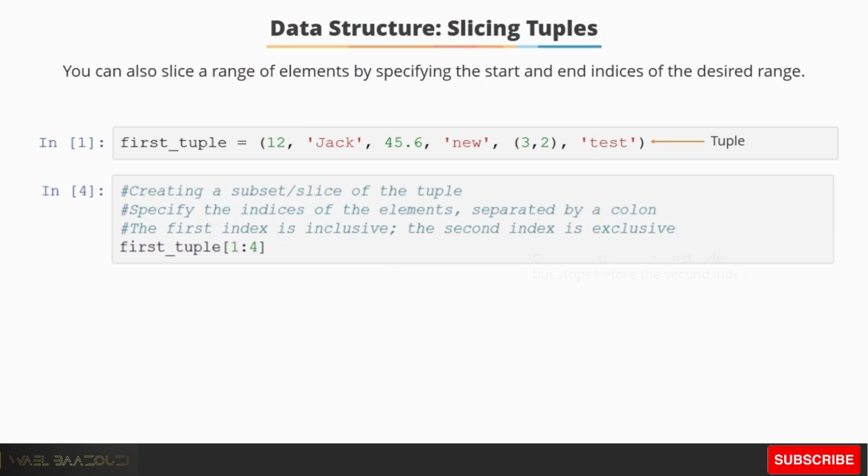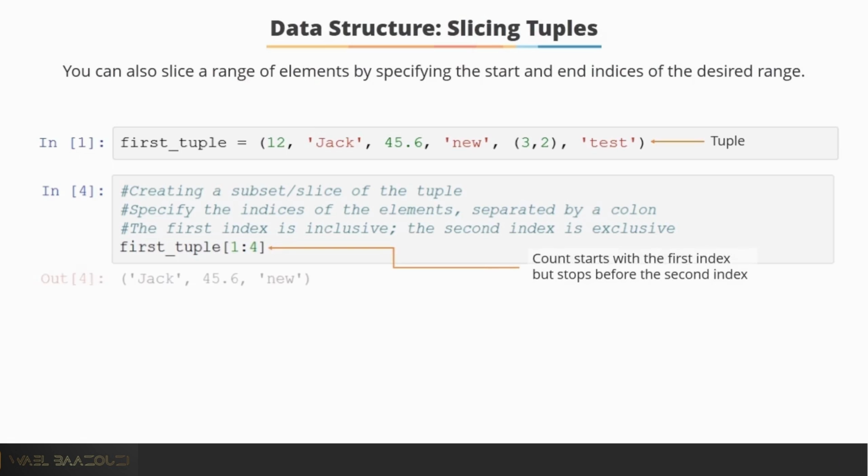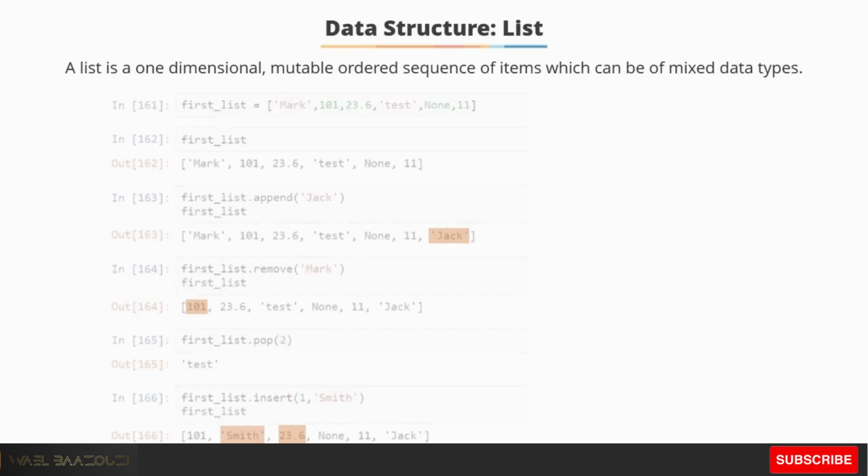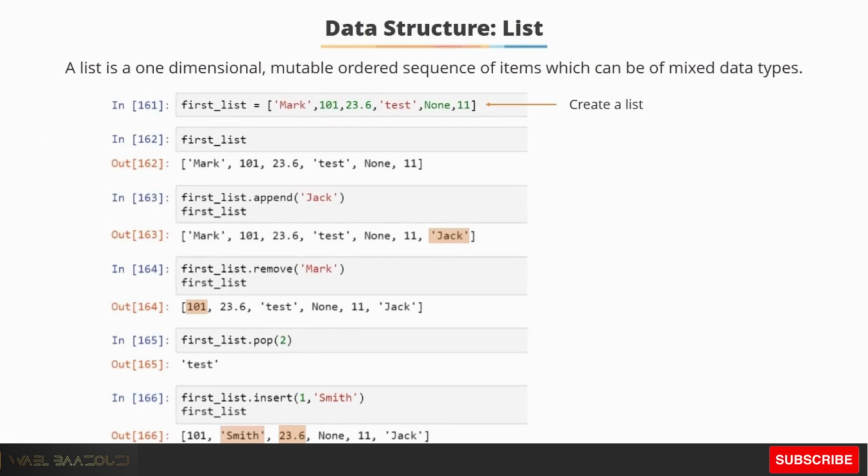For example, here you can see that referencing indices 1 to 4 creates a tuple subset with elements from index 1 to 3. You can also use negative indices to slice tuples as shown here. In contrast to tuples, the length of lists is variable and their contents can be modified. They can be defined using square brackets or using the list type function.